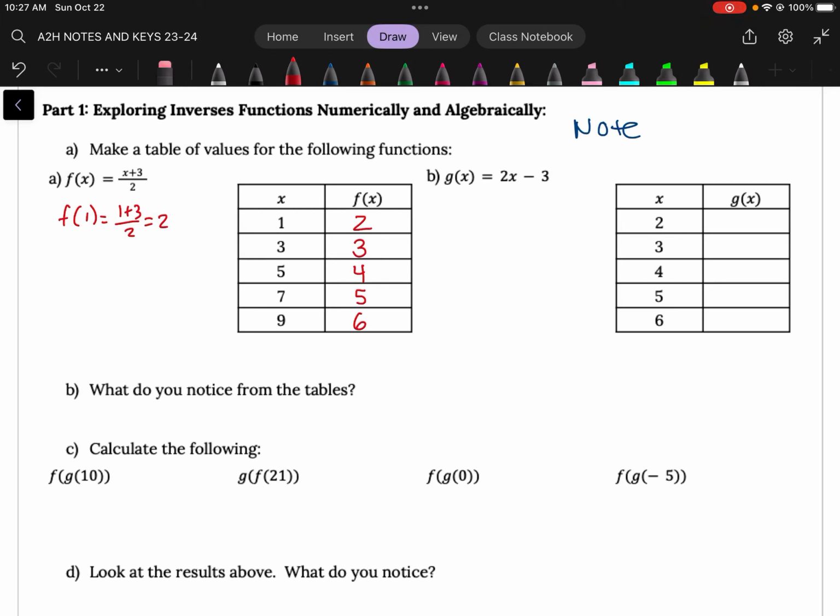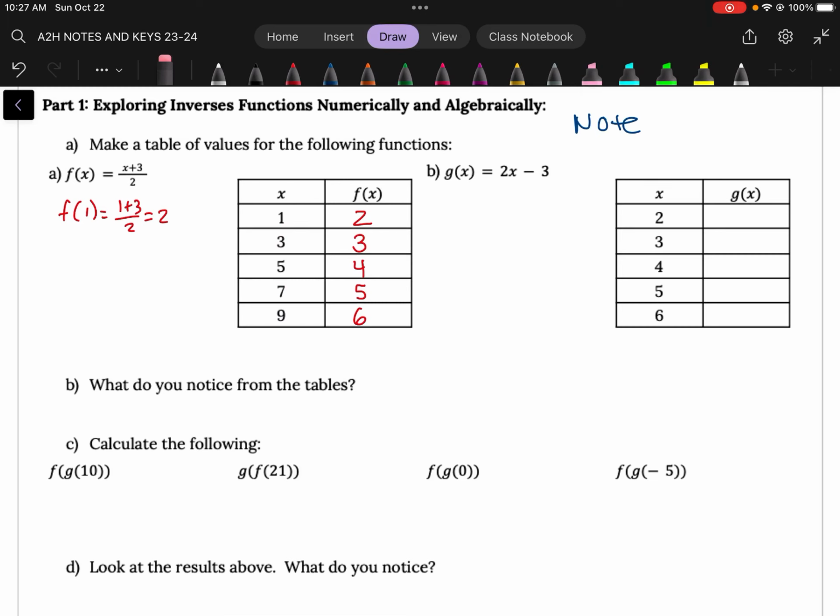Now, obviously, these are not the only points that I can plug in. I can plug in anything. I designed this to get some nice points out of it. Odd numbers plus 3 over 2 will give us some nice even numbers. So let's not mistake the fact that we can plug in anything we want into this function. There's no restrictions on it.